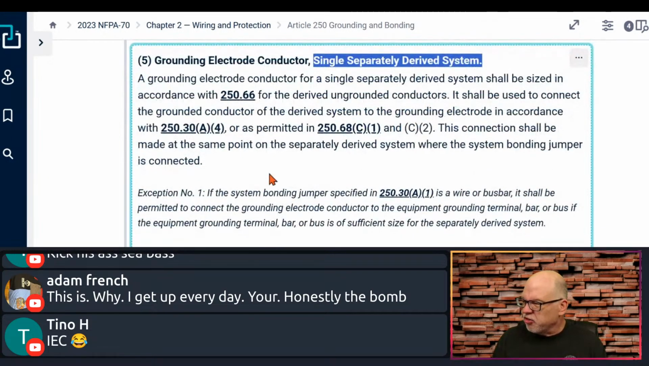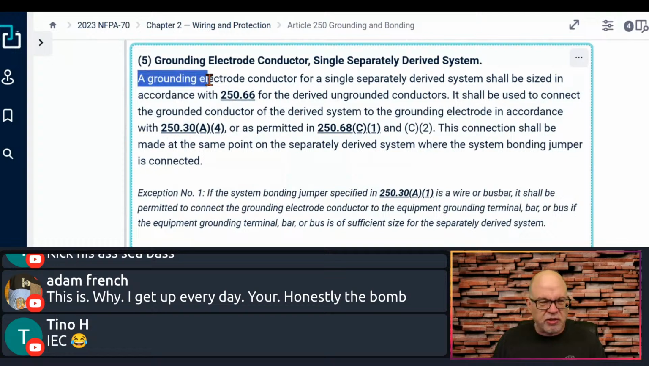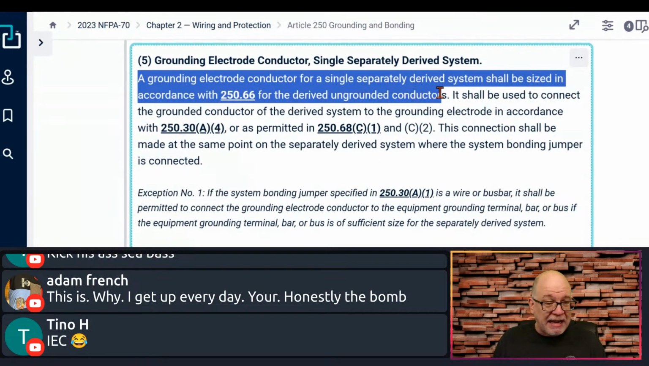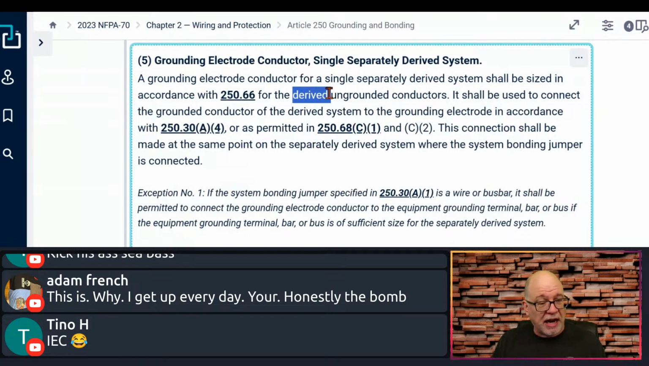Remember, .30, dealing with separately derived system, like a transformer. All right, so again, you go down all this, it tells you everything right here that you need to know. But it says a grounding electrode conductor for a single separately derived system shall be sized in accordance with 250.66 for the derived ungrounded conductors. And derived is a fancy way of saying whatever's coming off the secondary, they're being derived from the transformer. Created, originated, however you want to say it. That's the term derived. Some people hate that term derived, but that's what it is.